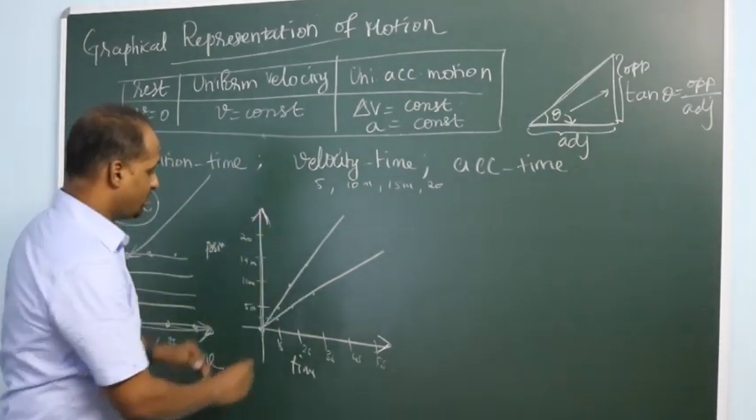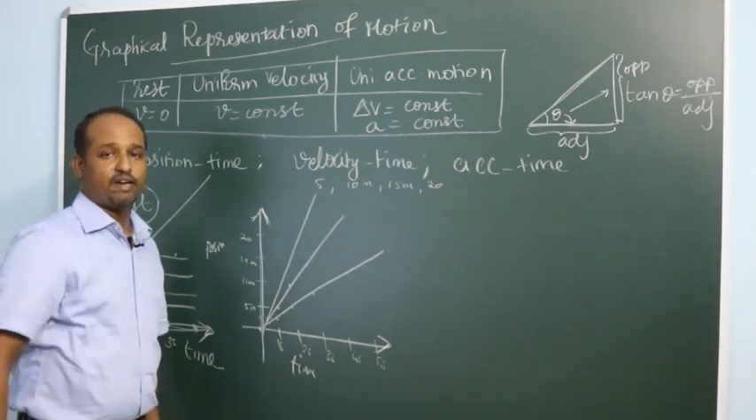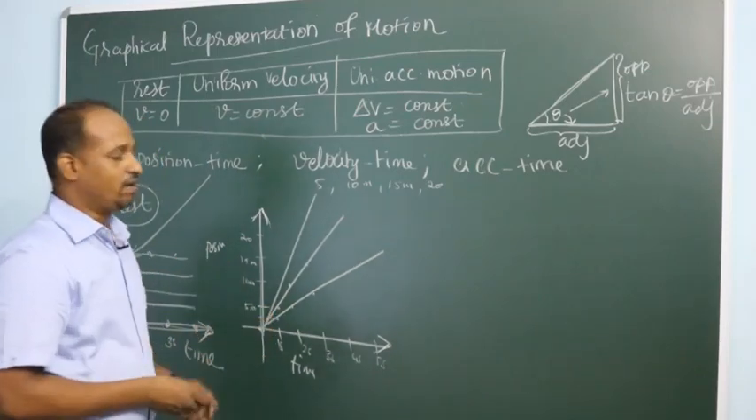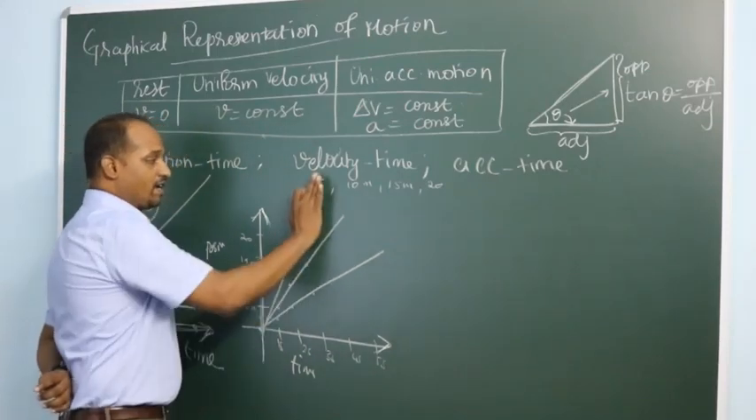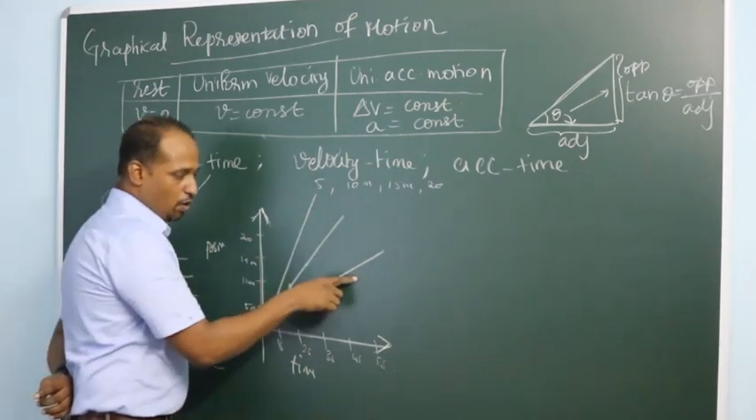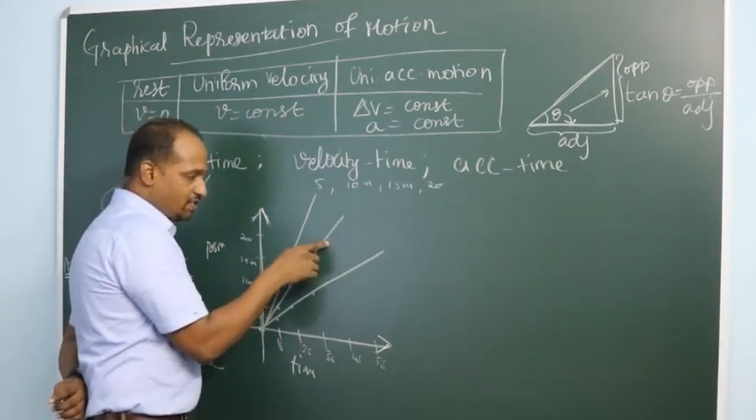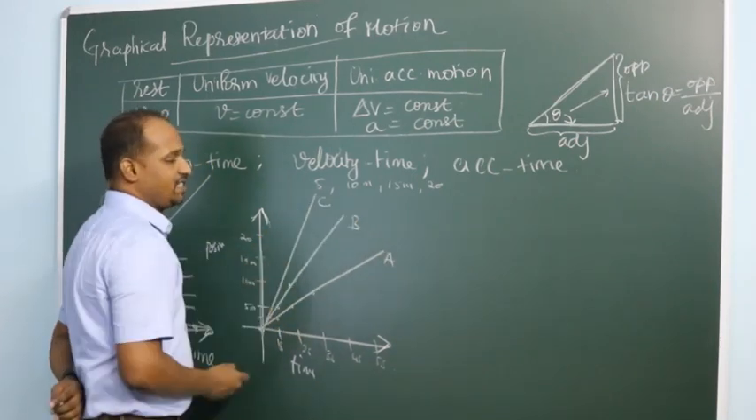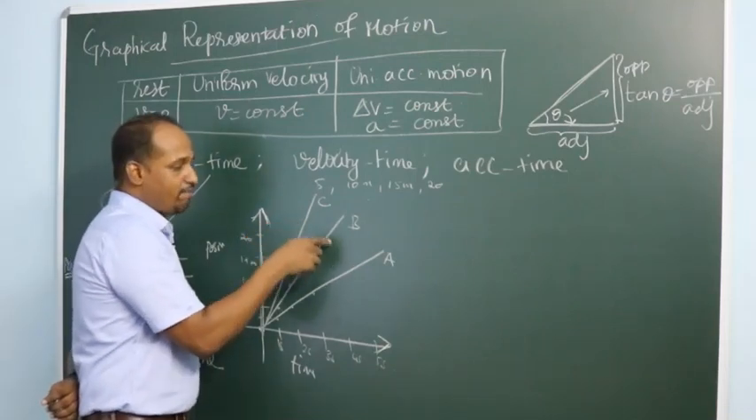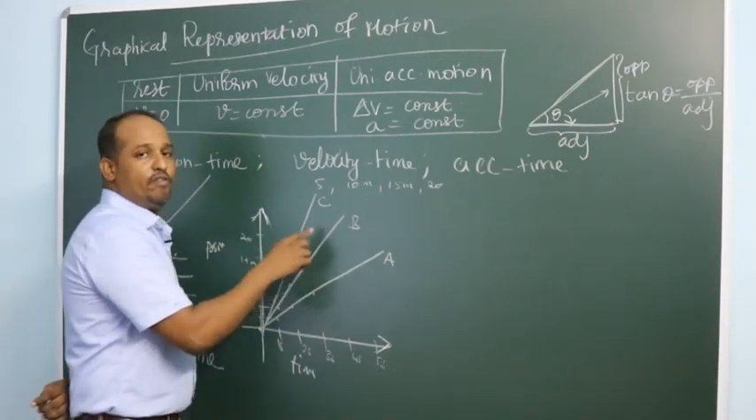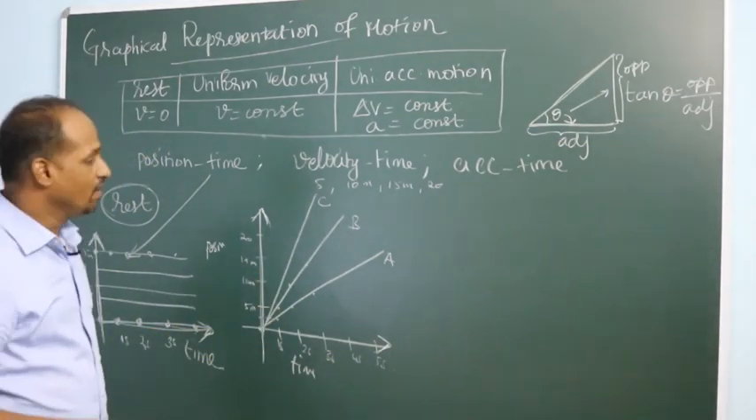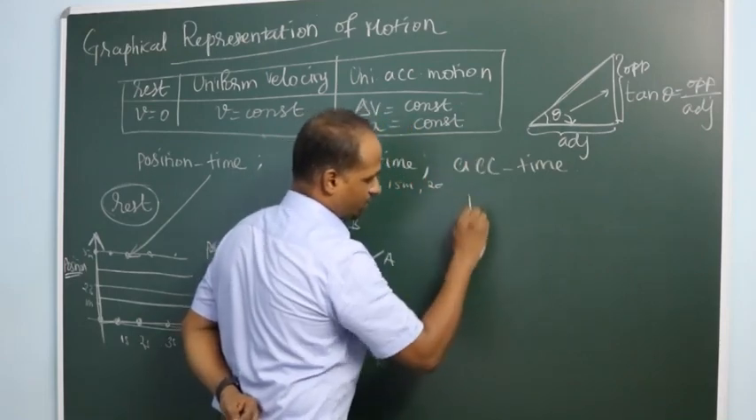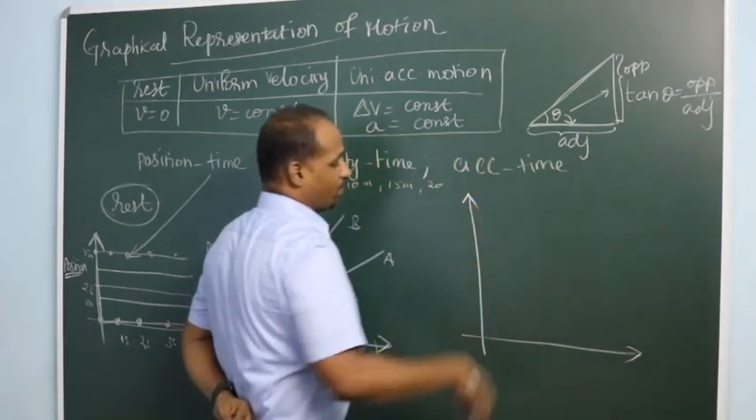So if the speed increases, it is a steeper straight line, and when the speed decreases, it's a slightly less steep one. So the steeper the straight line, the greater the velocity. So lowest velocity, and this velocity is greater, this velocity is greater. Suppose this is object A, this is B, this is C. So C moves with greater velocity than B and A, whereas A is moving with velocity lesser than B and C. Then the last one is uniformly accelerated motion. So how do you represent that in a graph?